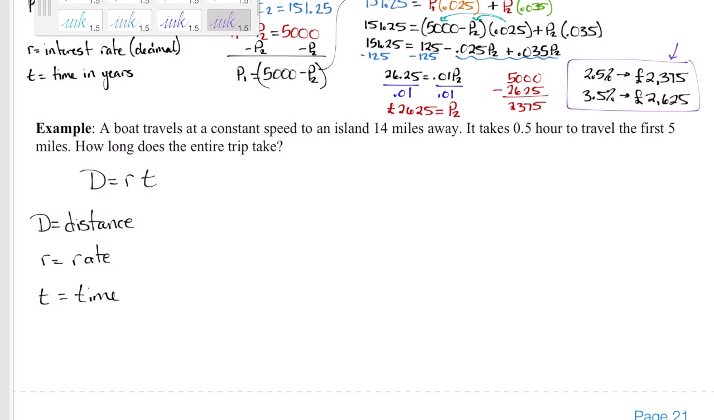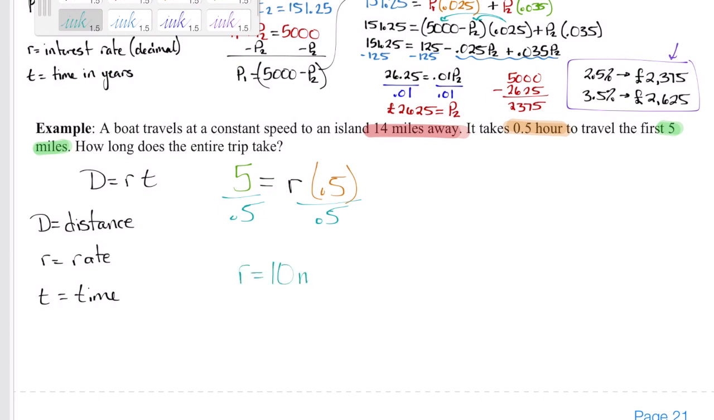In order to figure out how long the trip took, I need to figure out my rate. They don't tell me my rate to begin with, but they do tell me that in half an hour, I went 5 miles. So that will tell me the rate, and it says I went a constant speed the entire time. Whatever my speed is to go 5 miles in half an hour, that's going to be my same speed for the whole 14 miles. So I know my distance was 5 miles. I don't know the rate, but I know it took me half an hour, so 0.5 here. Dividing this over, I can figure out my rate, and it looks like we're going 10 miles an hour.